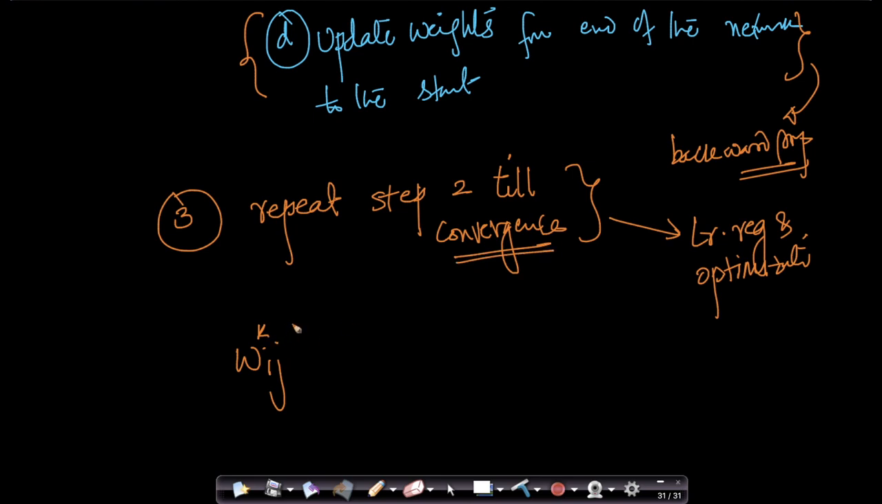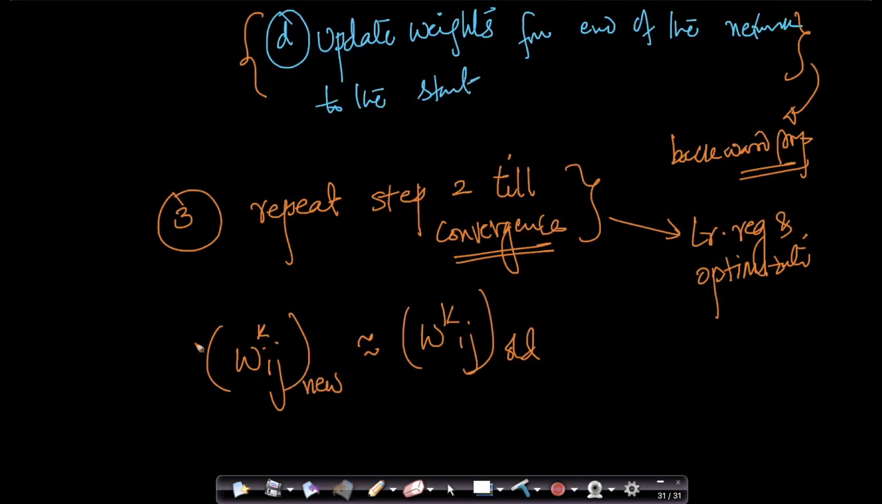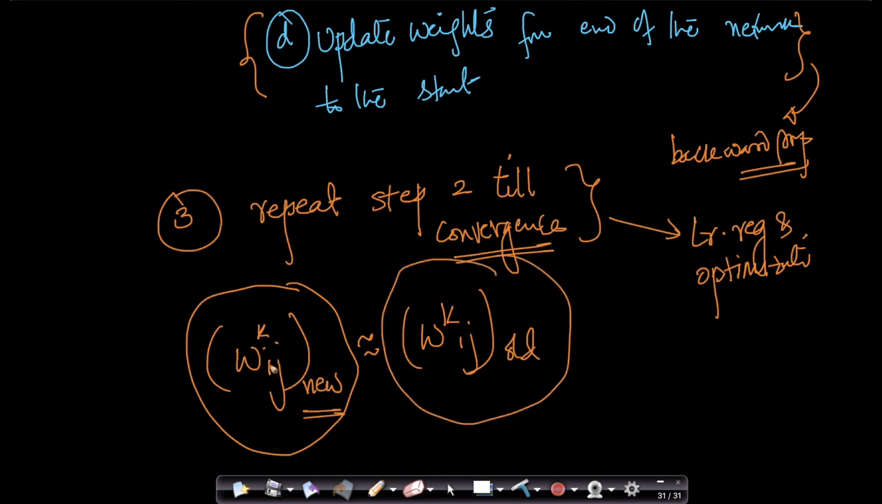What does convergence mean? Convergence means that my new weights are roughly the same as my old weights at any iteration. Remember, this is an iterative step, because I have the for loop here. So at any step, if my new weights are very, very similar to my old weights, that means I have converged to a solution. We've discussed this in the linear regression and optimization chapter. The same concept of convergence applies even here.